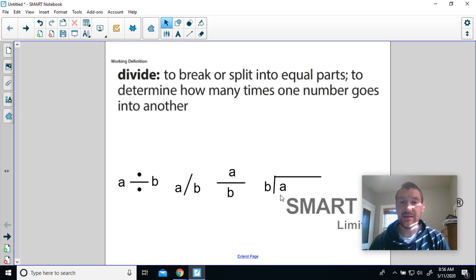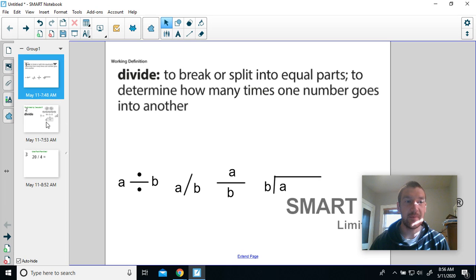And then lastly, this is like the long division setup. This one's the trickiest for kids because the letters get flipped around. So instead of A coming first, the first number, it actually is the opposite. A goes inside. Some people call this the house. A goes inside the house and B goes outside. So A divided by B. Okay, it looks like that.